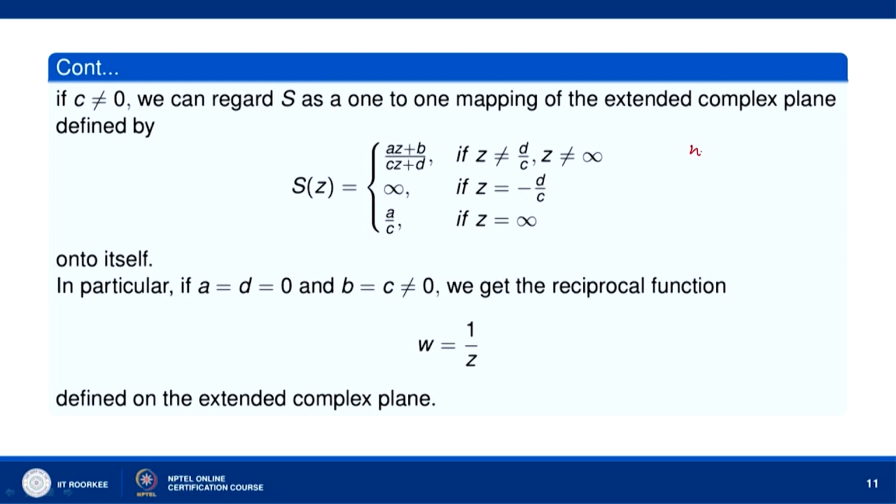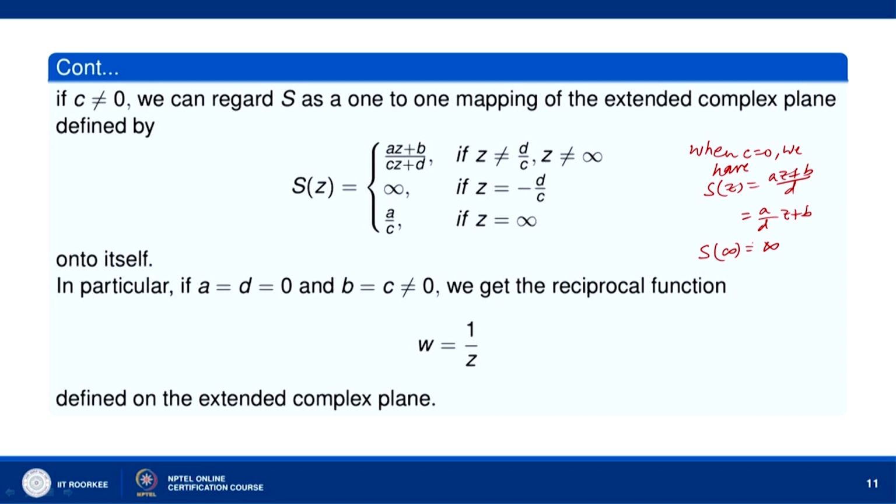When c is equal to 0, we have S(z) equal to (az + b) divided by d. Okay. So, a by d into z plus b by d, then S(infinity) is equal to infinity. Infinities of the two complex planes z and w correspond to each other. Okay. So, S(z) maps the extended complex z plane into the extended complex w plane.